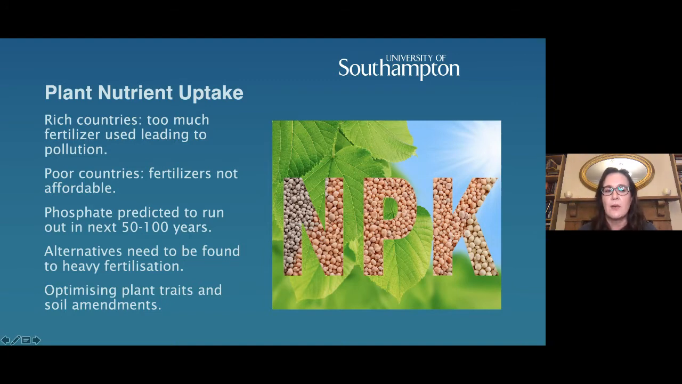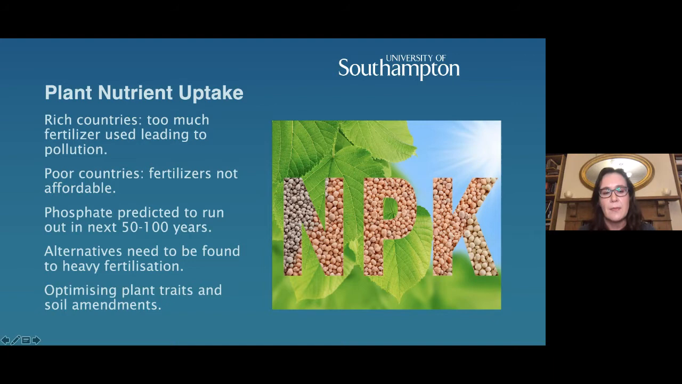But on the other hand, the poor countries cannot afford the fertilizers. The main nutrient we've been working on is phosphate, of which there is a lot, especially in the UK soils, but it's not available to plants. In addition, it's been predicted that the world's rock mineral phosphate fertilizer resources will run out in 50 to 100 years. Until then, most of the mineral resources are in Morocco and China, with only single-digit shares in countries like Syria.